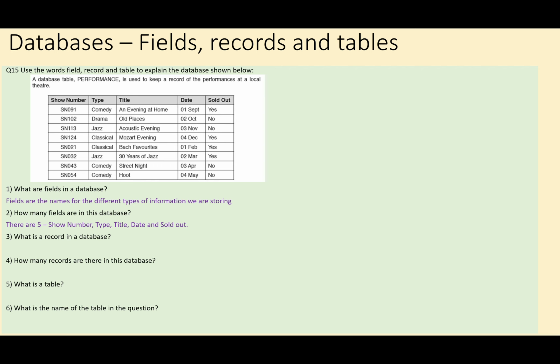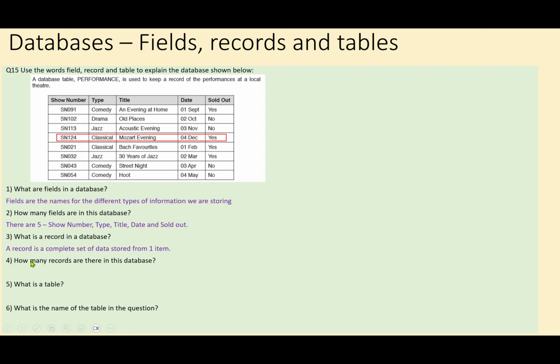What is a record in a database? So the next keyword, record. A record is just a description for a complete set of data stored from one of the items in the database. So there is an example. You can see I've highlighted a complete set of data for one of the performances, and that's a record. So if you're asked to describe that, that's one way of putting it. So we've got SM124, classical, Mozart, evening, 4th December, and yes, that's one complete record.